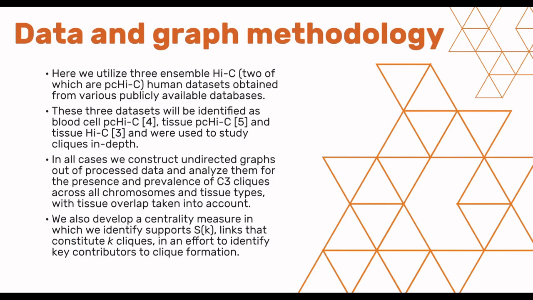utilizing 3 publicly available datasets comprising over 40 tissue types. Cliques of size 3, which are triangular graphlets where each node connects to the other two, were counted in all 3 of these datasets, and then analyzed both in terms of their overall count as well as their prevalence in particular parts of the genome.